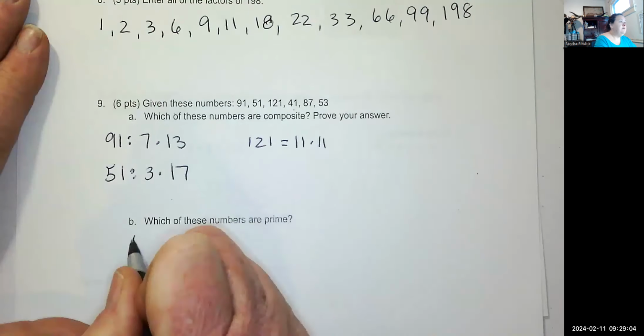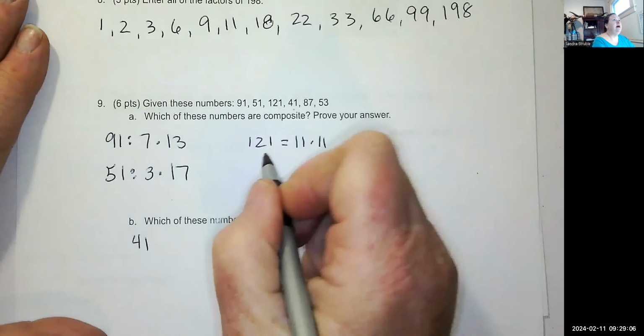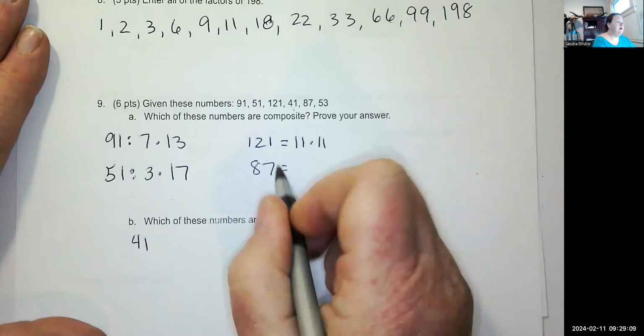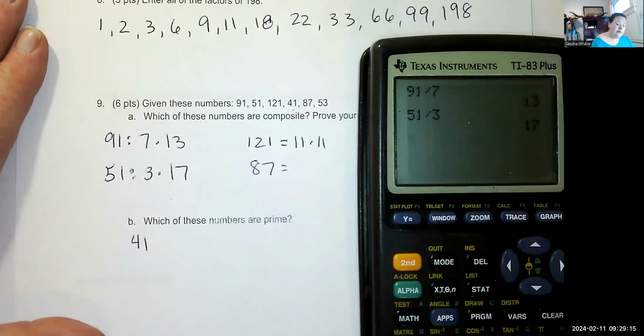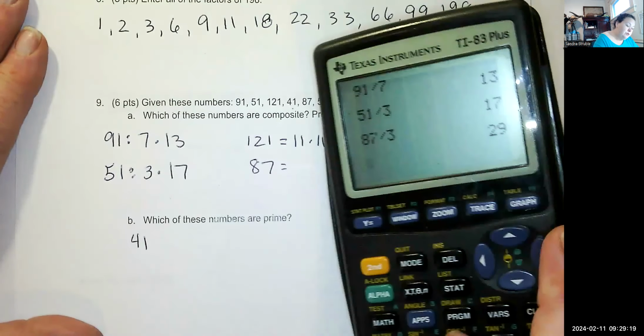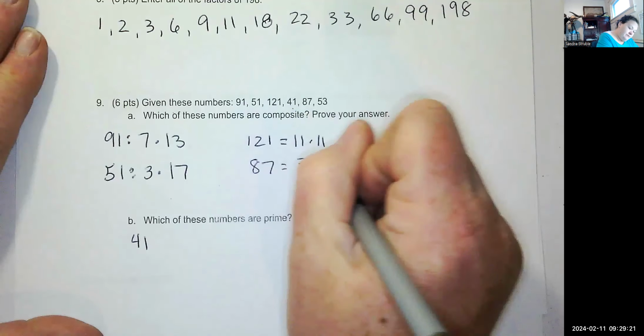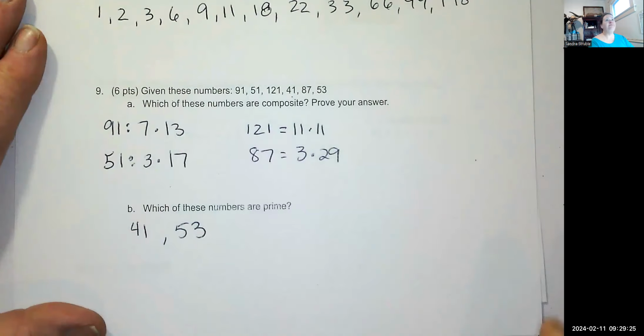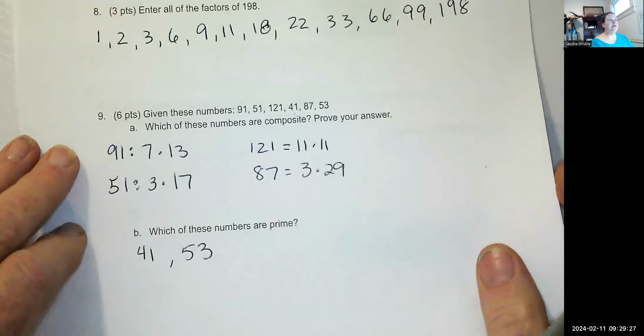41 is prime. There is nothing that can go into that. 87 is not prime. 8 plus 7 is 15. 15 is divisible by 3. So 87 is divisible by 3, and it's 29. And then 53 is prime. Nothing else will go into it besides 1 and itself.